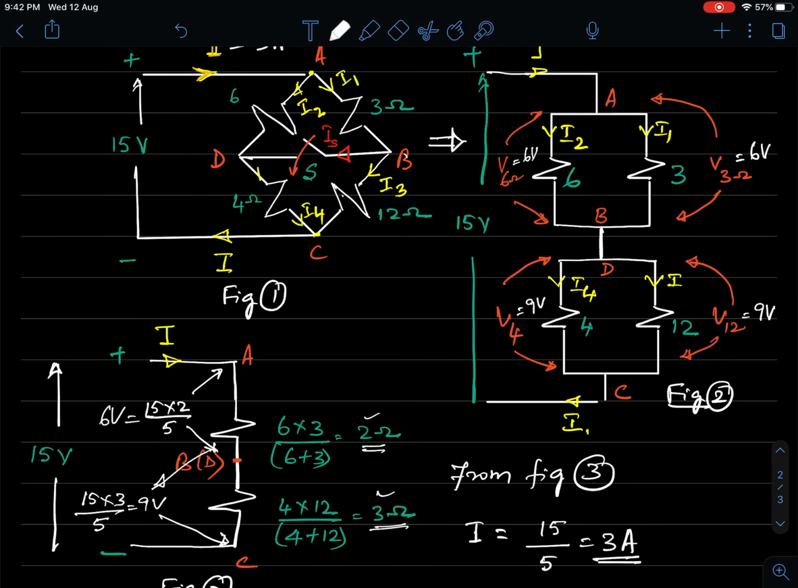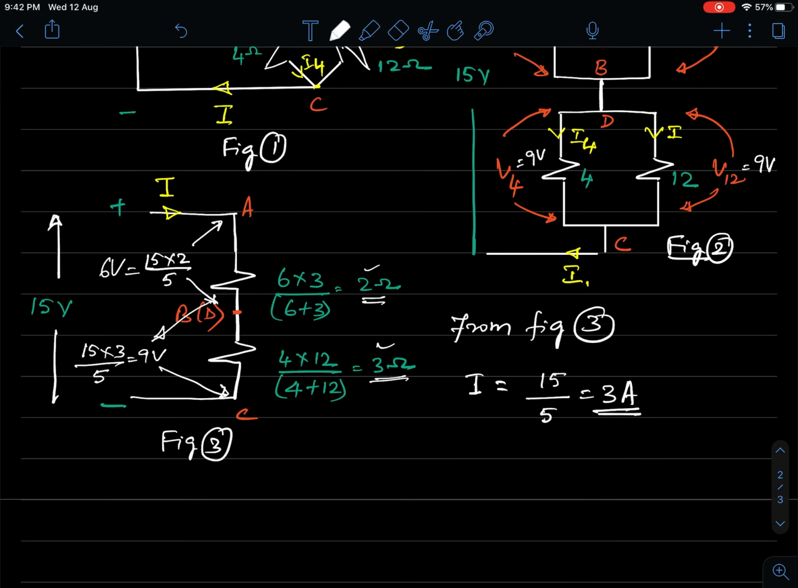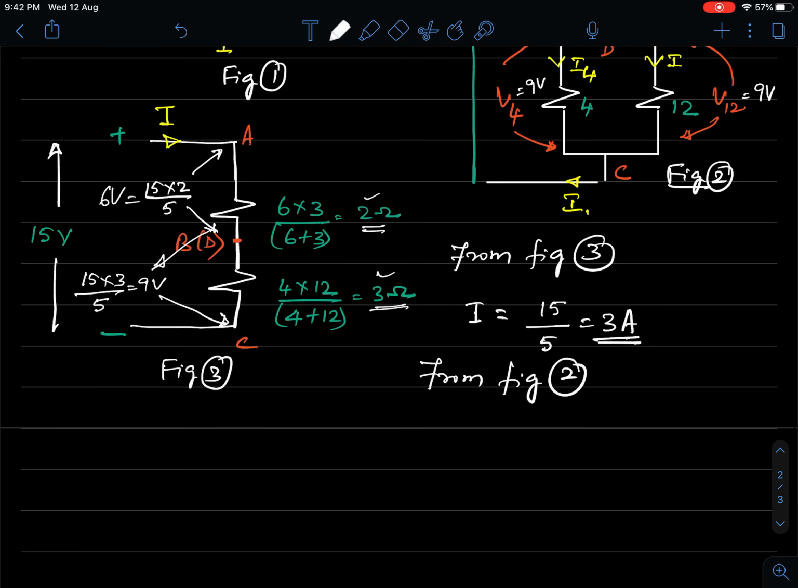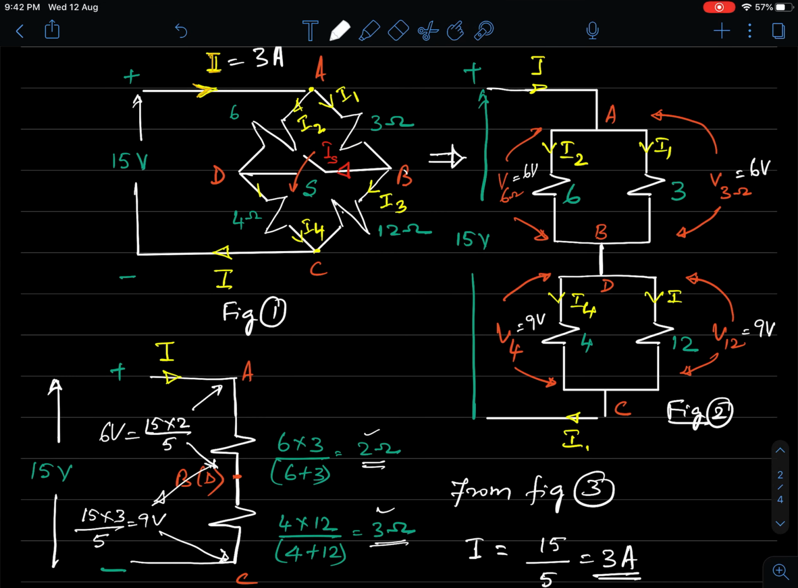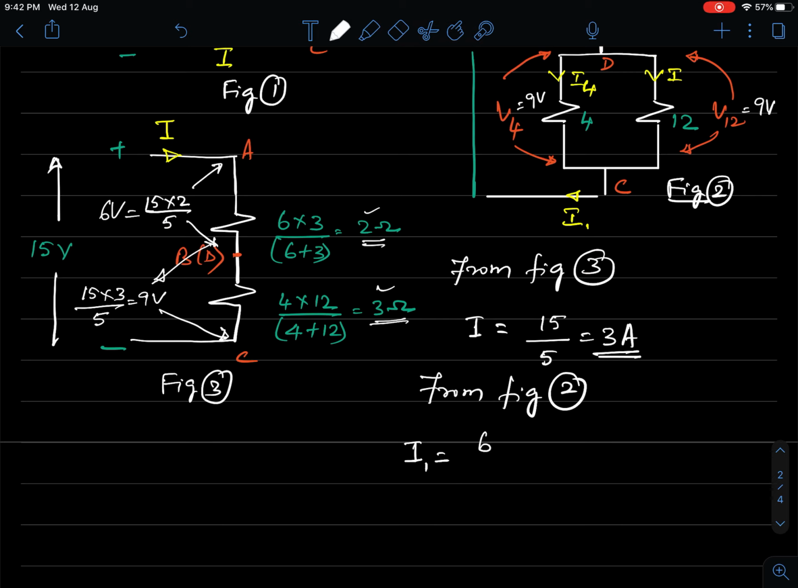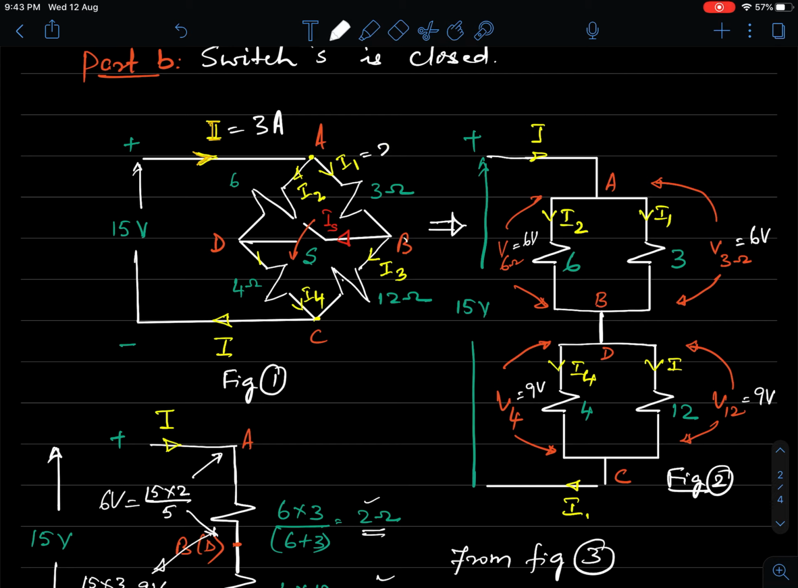Now we will compute I1 and I2. How do I compute I1 and I2? We'll make use of figure 2. From figure 2, what is I1? The current I1 is simply the potential difference across the 3 ohm, that is 6 volt, divided by the resistance 3. I equal to V by R. This is 2 ampere. I'll put it back in the figure. This is 2 ampere.